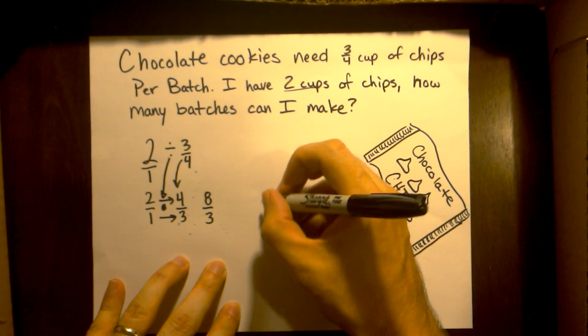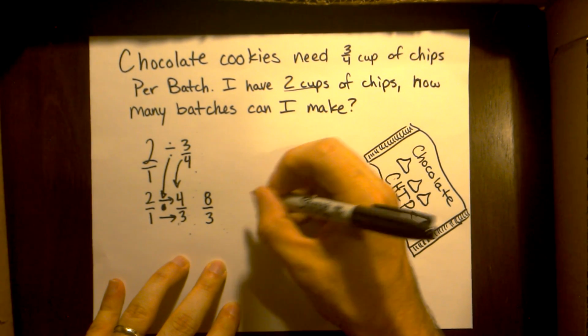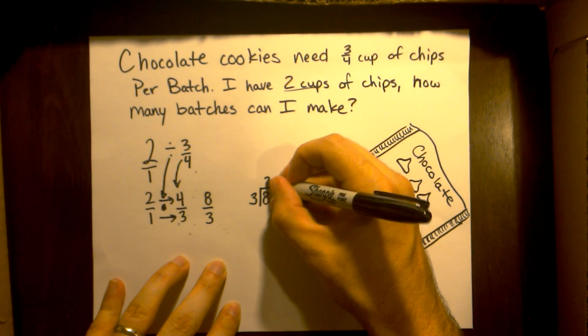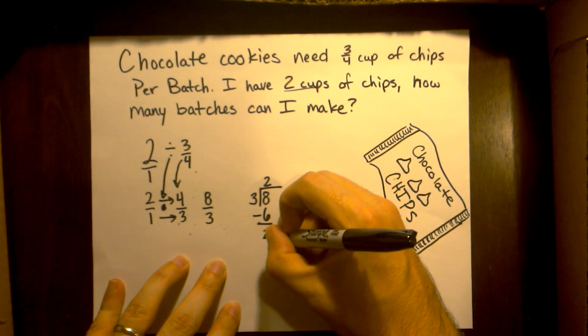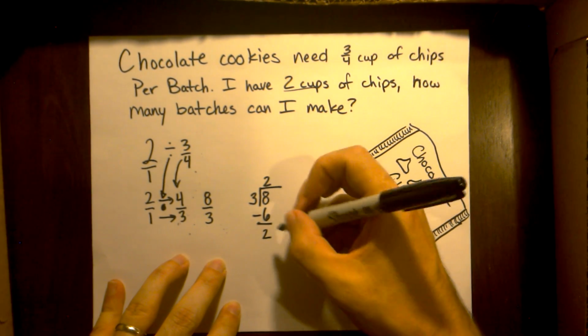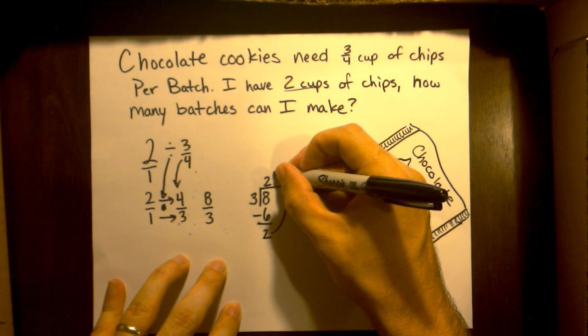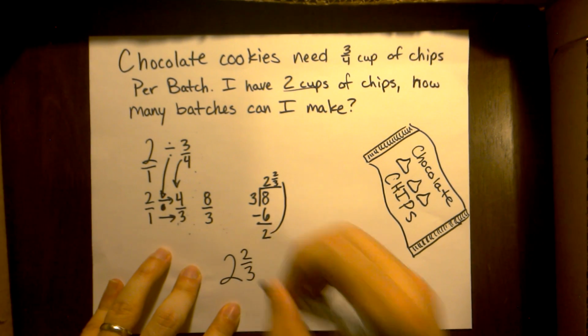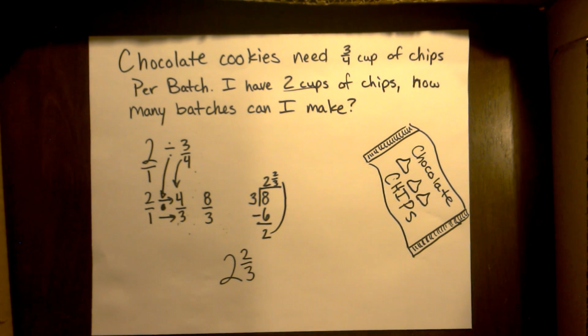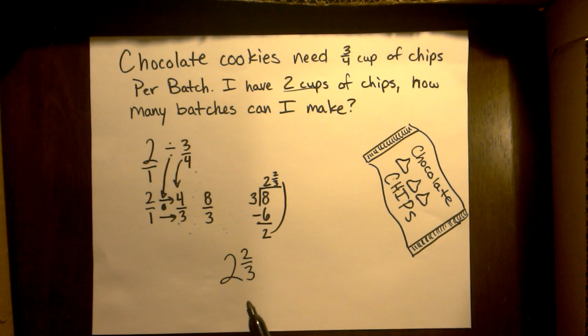Can't leave the bigger number on top. So the cowboy goes inside, the horse stays outside. 3 goes into 8 2 times. So subtract 6, and we have 2 left over. And we bring that up. That becomes 2/3. So I can make 2 2/3 batches of chocolate cookies. That is by far the most cookies I can make because I can make almost 3 batches here, while with oatmeal I can barely make above 2. So I think my guests will be happy if I make chocolate chip cookies.